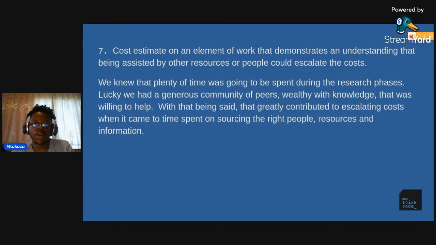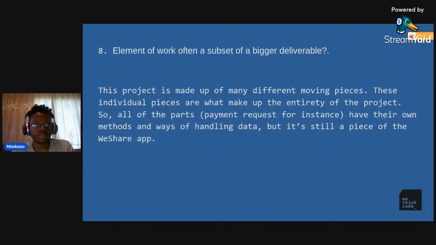Cost estimate on an element of work that demonstrates an understanding that being assisted by other resources or people could escalate the cost. We knew that plenty of the time was going to be spent during the research phases. Luckily, we had a generous community of peers with knowledge that was willing to help. With that being said, that greatly contributed to escalating costs when it came to time spent on sourcing the right people, resources, and information.